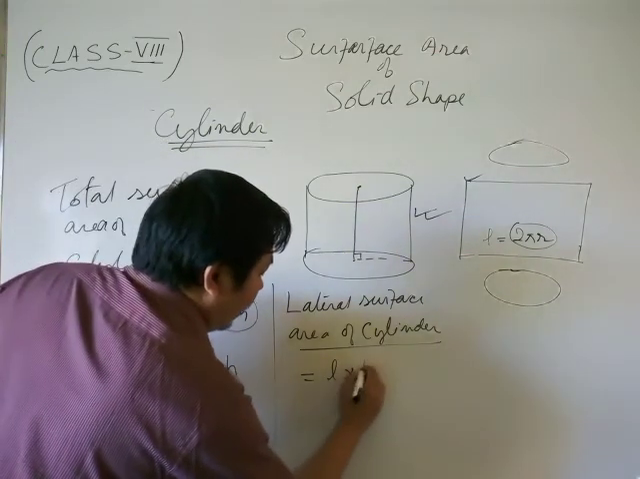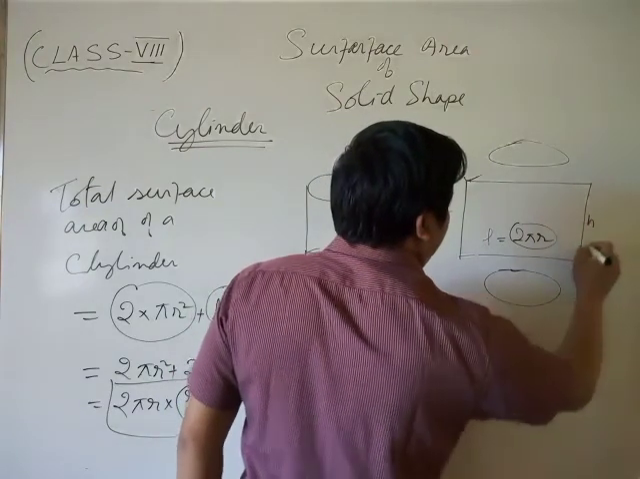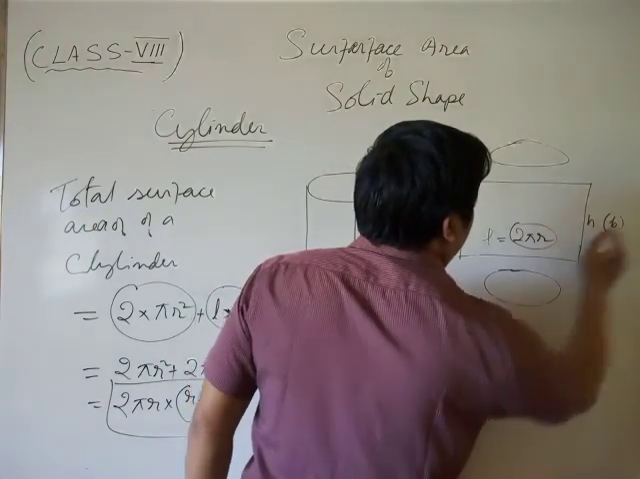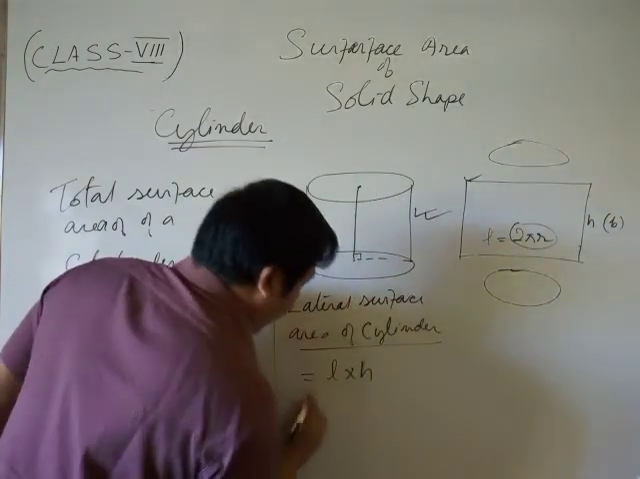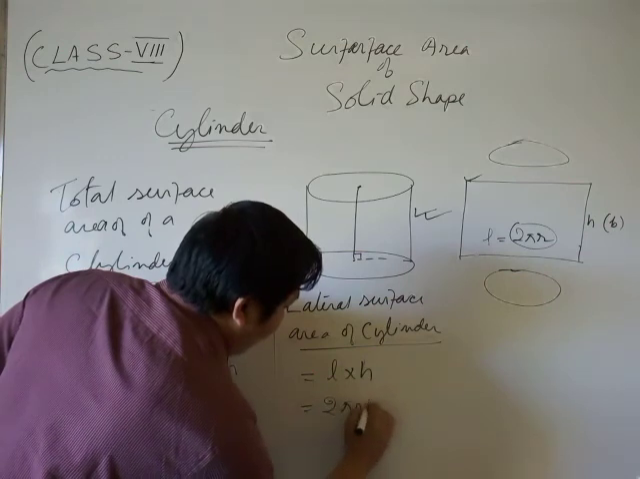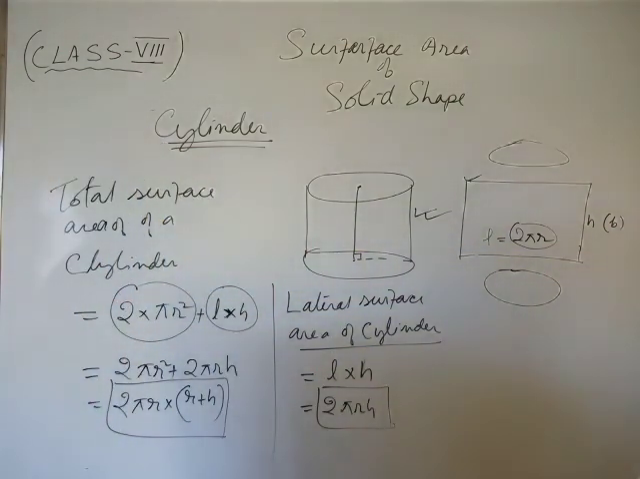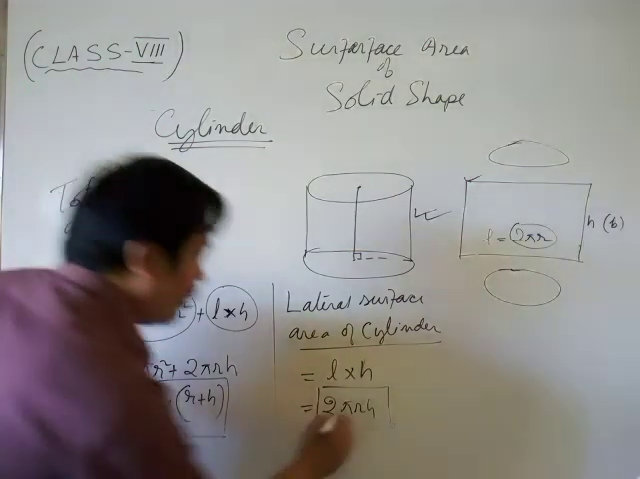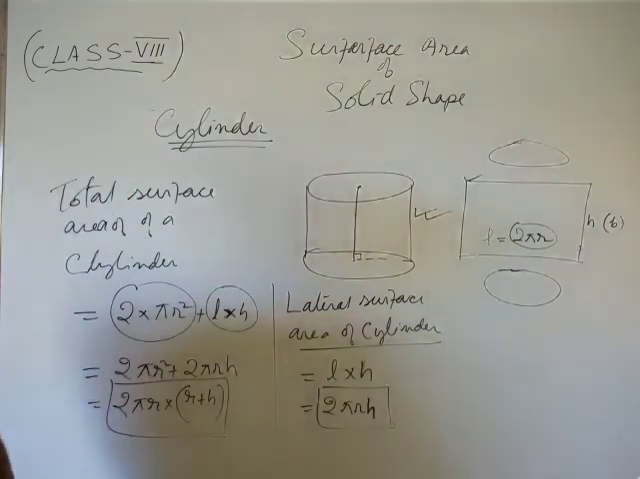L into H. So how much is L? L is twice pi r. So twice pi r into h is the lateral surface area. Please note: twice pi r h is the lateral surface area of the cylinder.